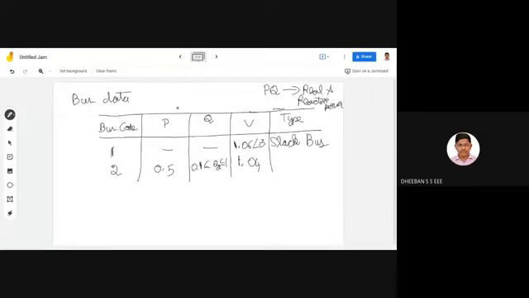Can anybody guess? PV bus. Yeah, it is a PV bus. From the given data itself, you can identify the type of bus. But in most cases, they will themselves give the type of the bus also. Sometimes they might not. In such cases, you have to work it out.